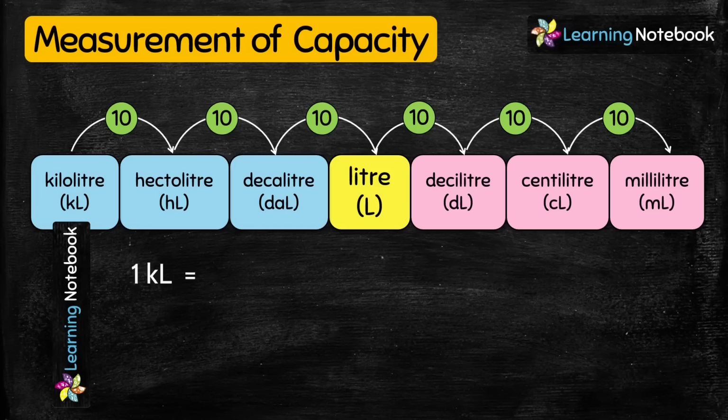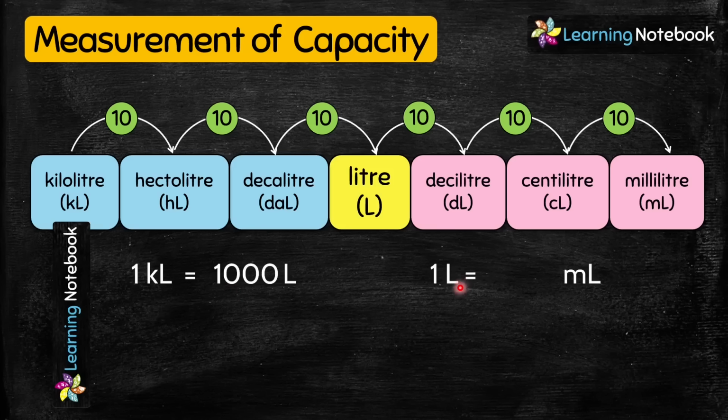So here, can you tell me, 1 kiloliter equals how many liters? Let's find out. Let's see how many times we need to jump from kiloliter to reach liter. 1, 2, 3. 3 times. So we will do 10 into 10 into 10, which is equal to 1000. So 1 kiloliter equals 1000 liters.